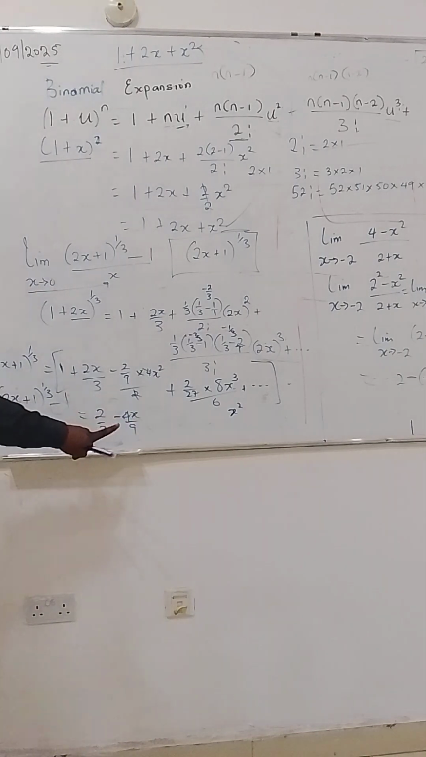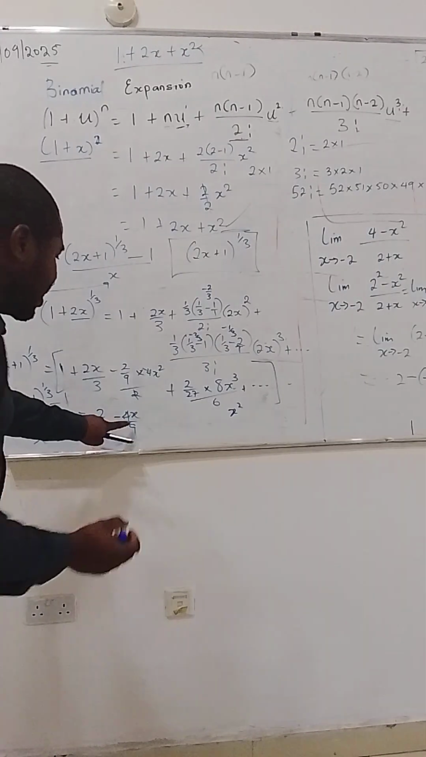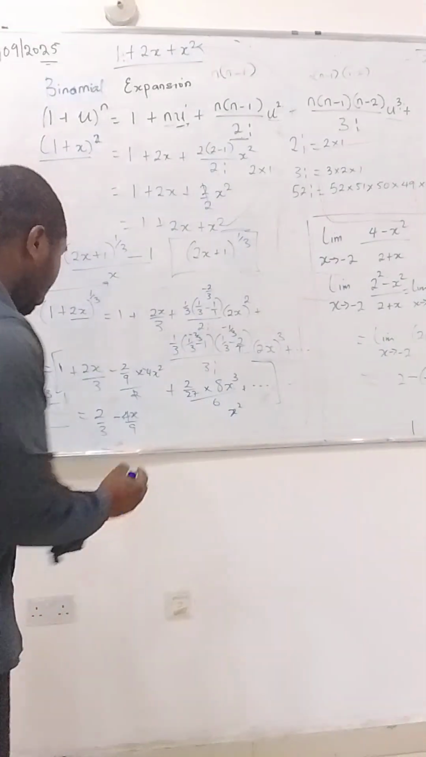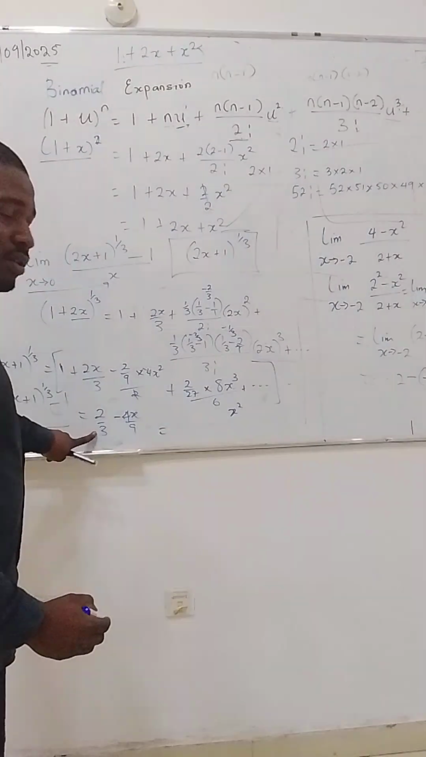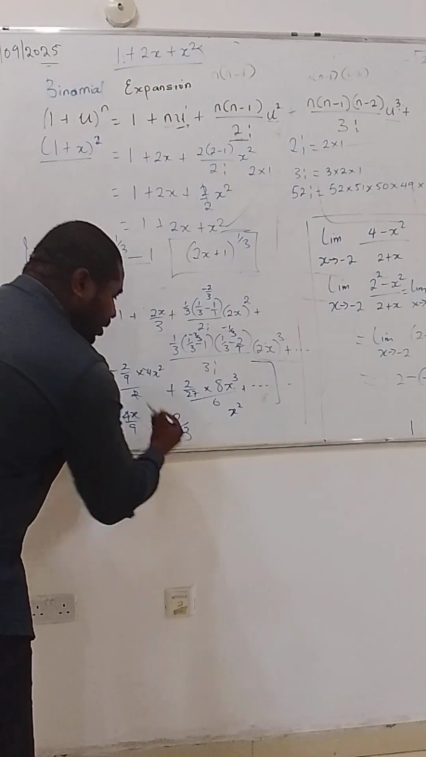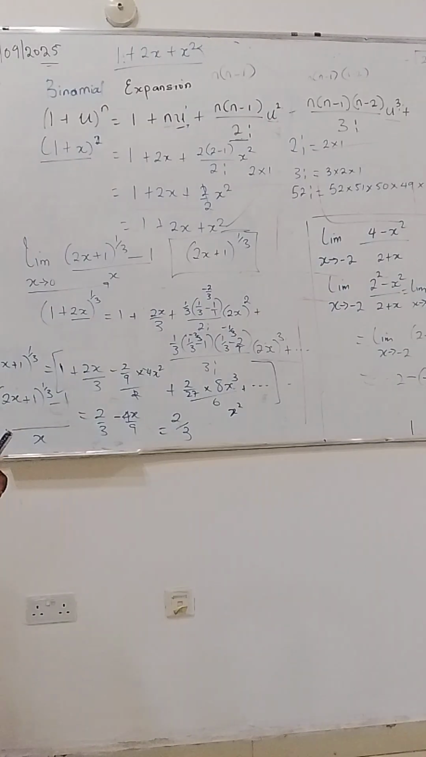If you pass the limit, anything multiplied by 0 will be what? 0. Here, there will be 0 here. Here, there will be 0 here. So the final answer will be what? 2 over 3. And that's that about that.